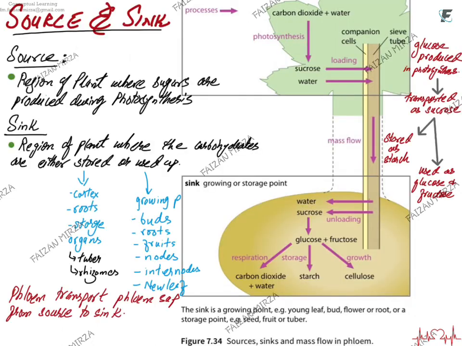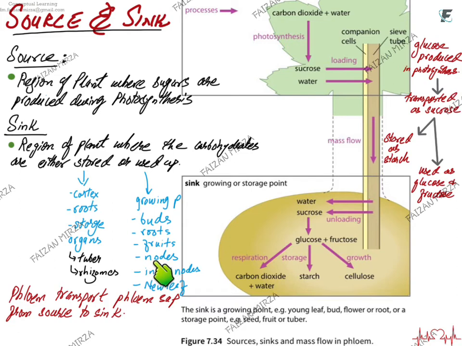Very dramatic. Now the concept of the source in this thing. What is the source? Source is the region of the plant where sugars are produced during photosynthesis. So these parts are the source. In the source, photosynthesis occurs, and sink is the region of the plant where the carbohydrates are either stored or used up. If the carbohydrates are stored, they are stored in cortex and root storage organs like tuber and rhizomes. For the sugars being used up, they are used up in growing parts of the plant, for example, buds and roots and fruits and nodes and internodes and leaf.